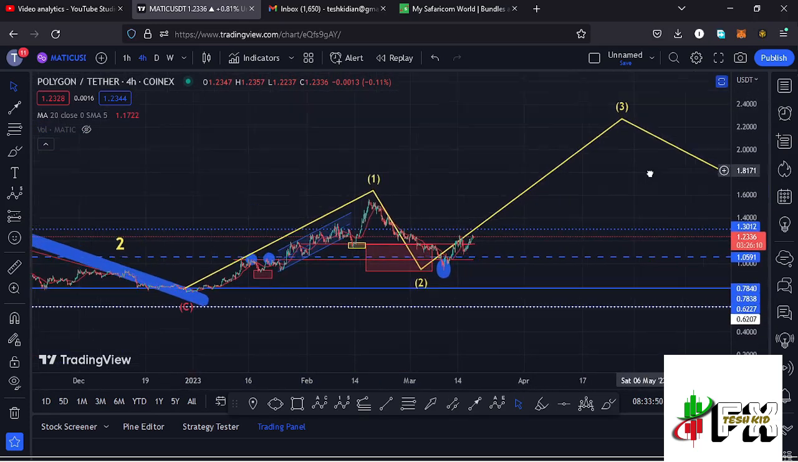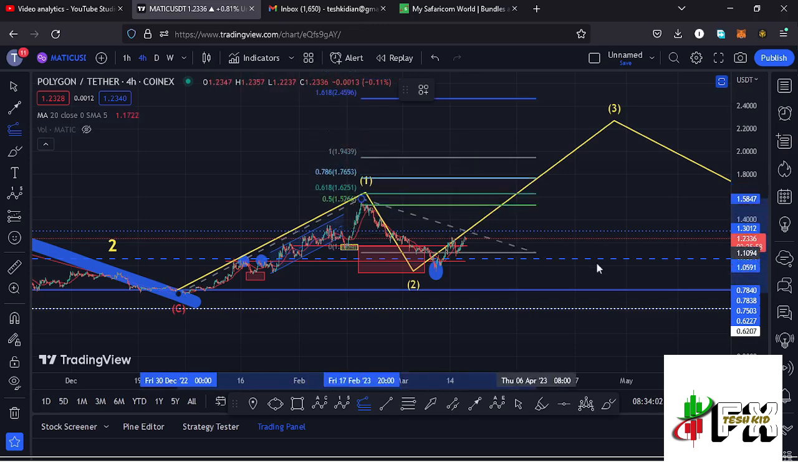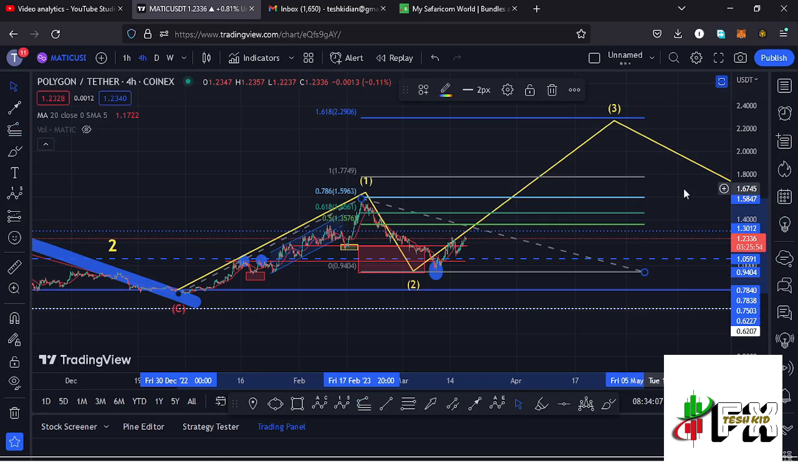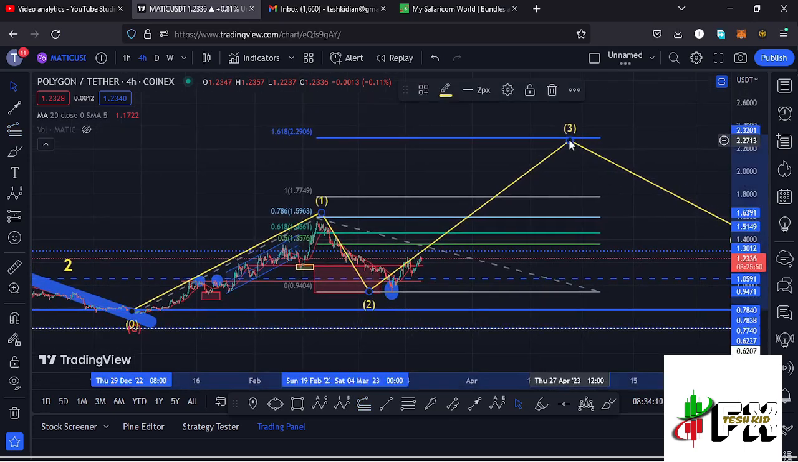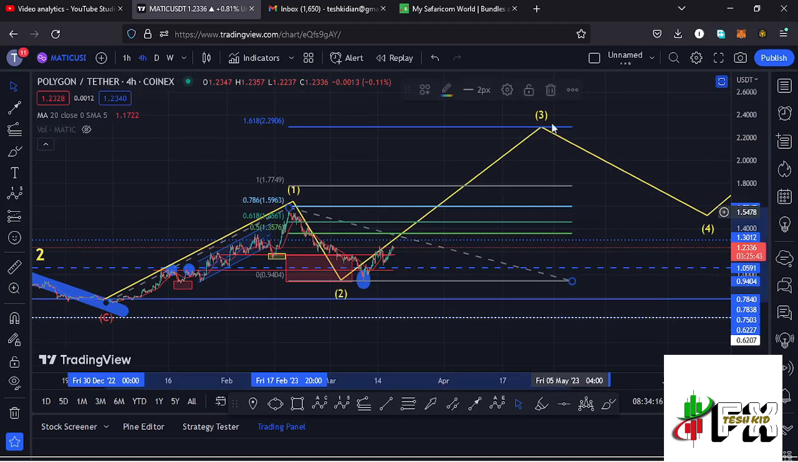and sketching out a target area to the upper side in the formation of that wave 3 by connecting the trend-based Fibonacci from the low of the first wave to the high of that wave 1, then dragging the fibs to the low of the second wave. That gives me a minimum target area to the upper side in the formation of that wave 3 at the fib level 1.618, and that is at around the $2.2906 mark, and that is the minimum that I'm expecting that wave 3 to the upper side to do.